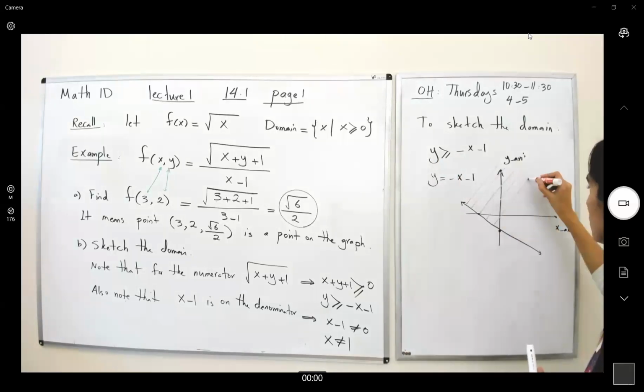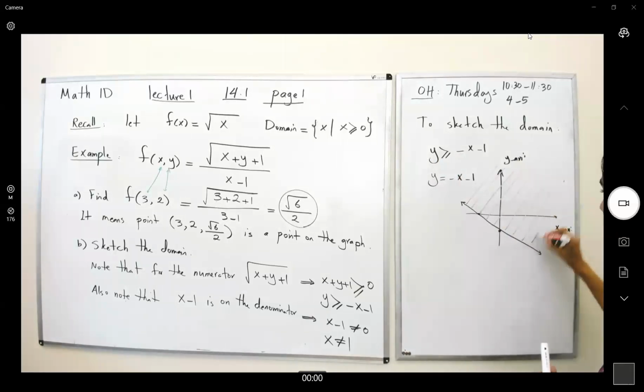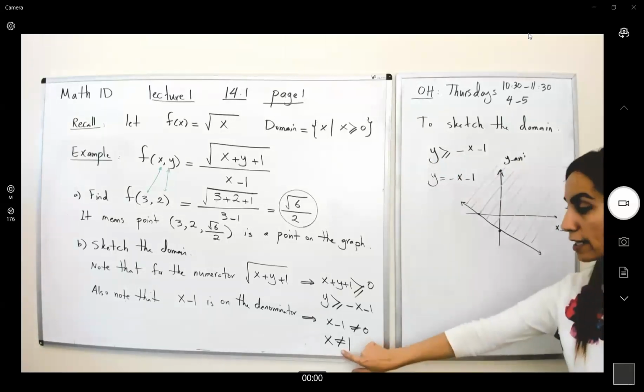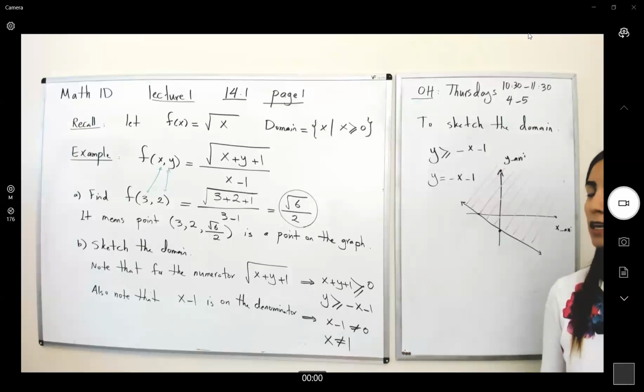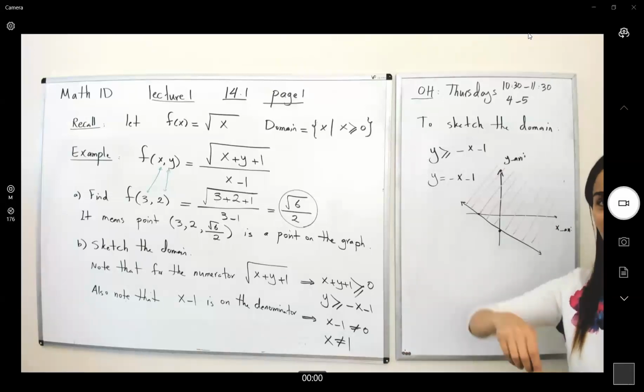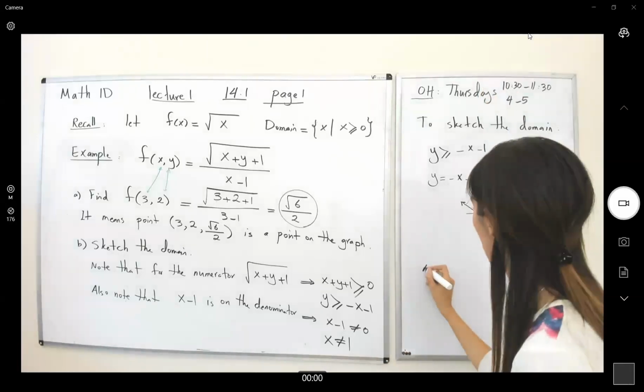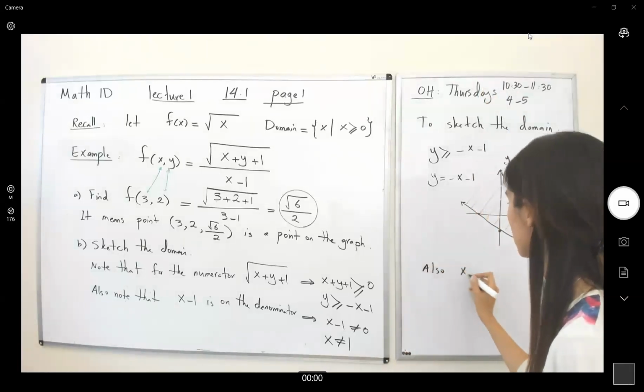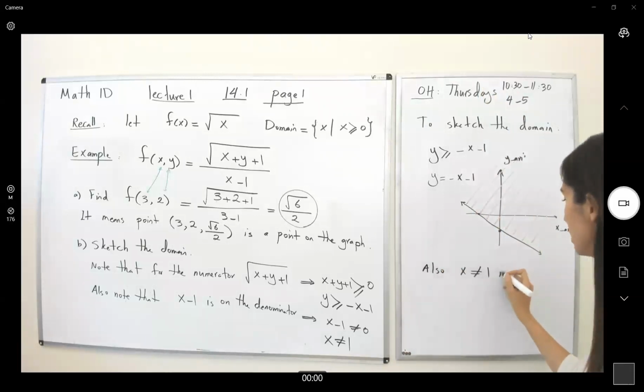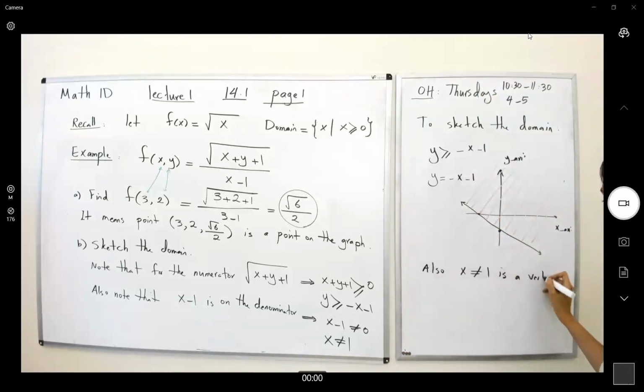Very well. And it says x cannot be equal to 1. Guys, x is not 1. It's not just a number. It's actually a vertical line. Also, x is never 1, is a vertical line.